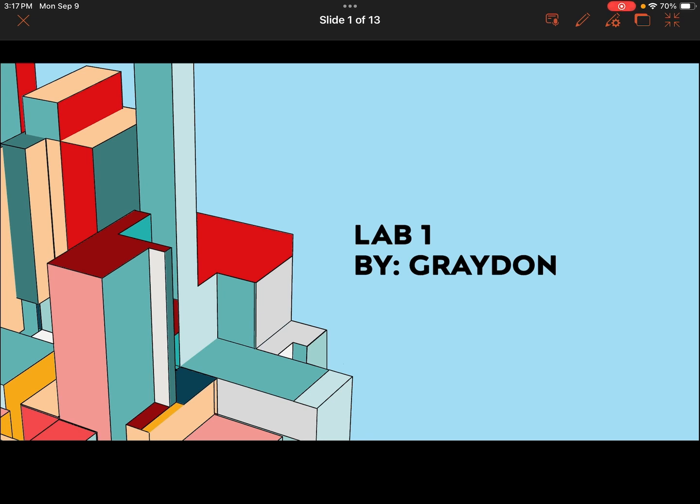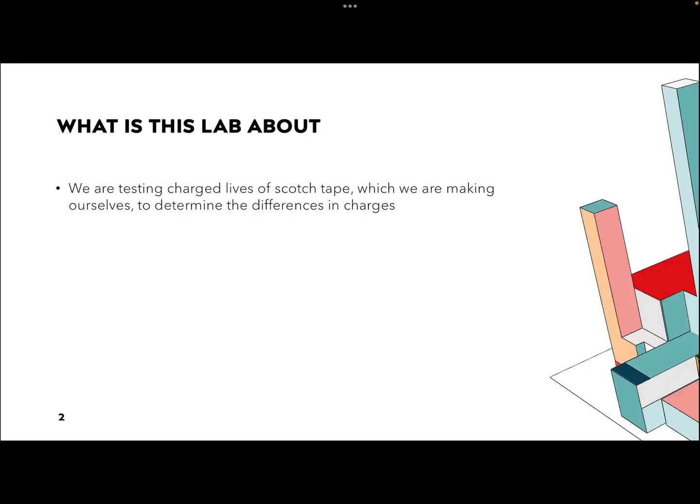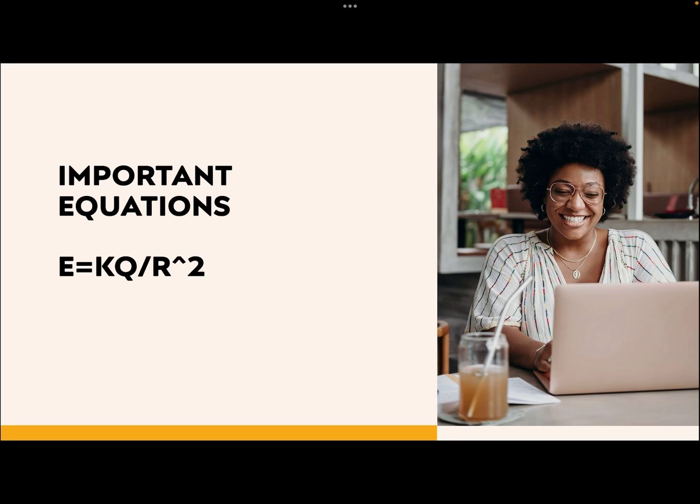Basically, in this lab we have different pieces of scotch tape which we are charging, and then we put them near each other and see the distance they move to find the charge. A useful equation that we will use in this lab is E equals KQ over R squared, where Q is the charge and R is the distance.